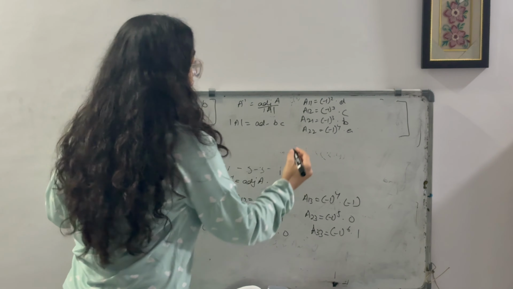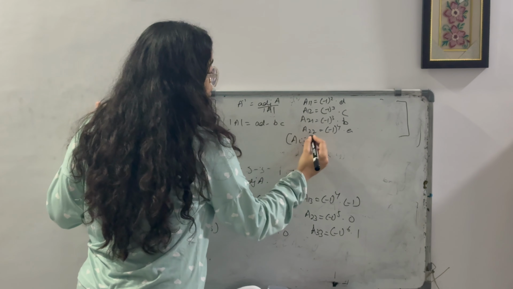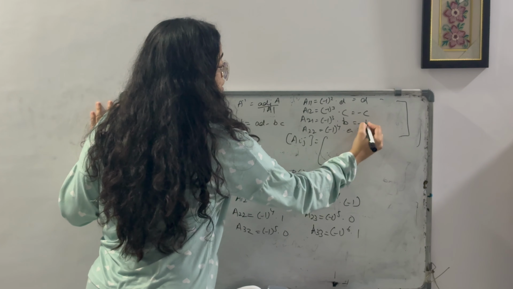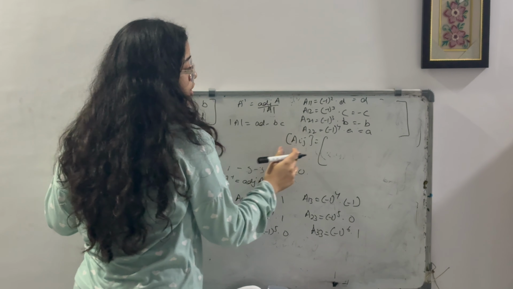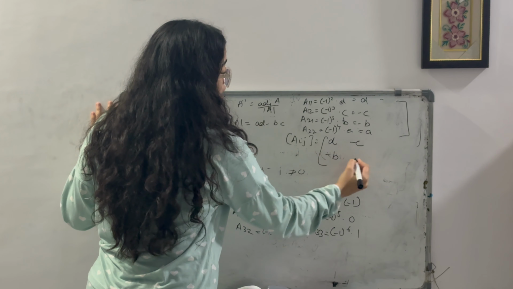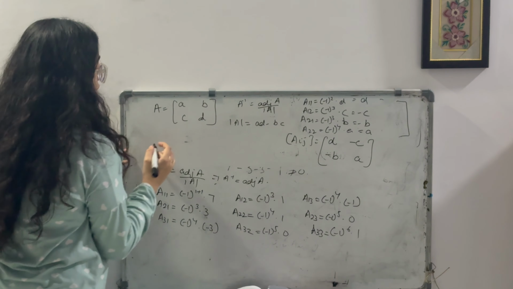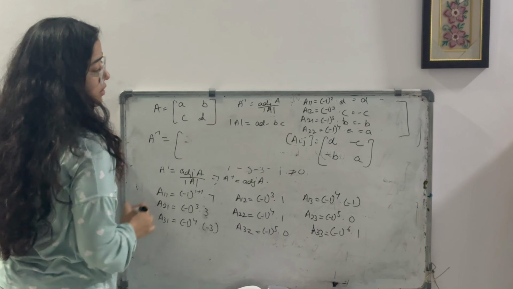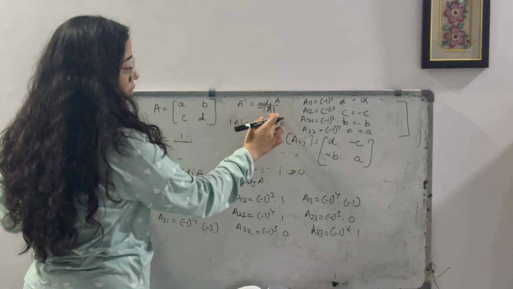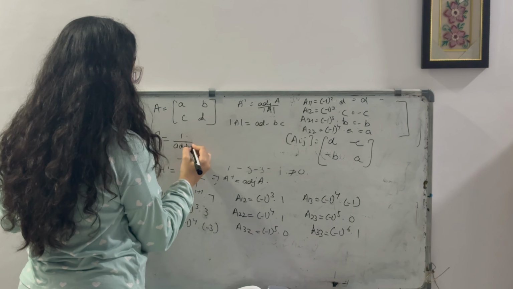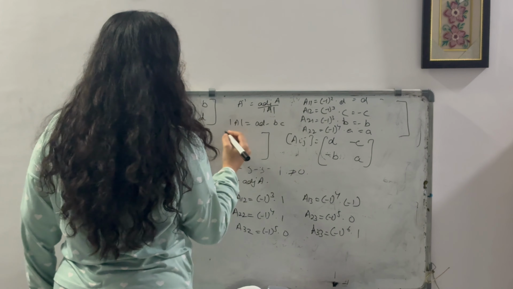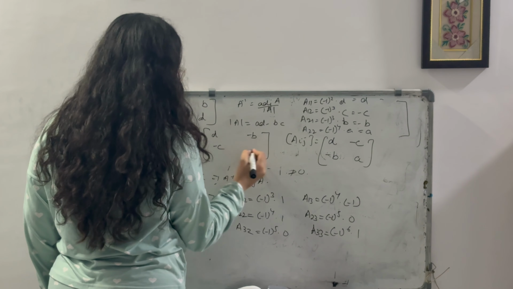So the matrix Aij would look like what? This is D, this is minus C, this is minus B and this is A. So Aij would look like D, minus C, minus B and A. But by the definition, A inverse would look like 1 upon determinant of A, which is AD minus BC, into D, minus C, minus B and A.